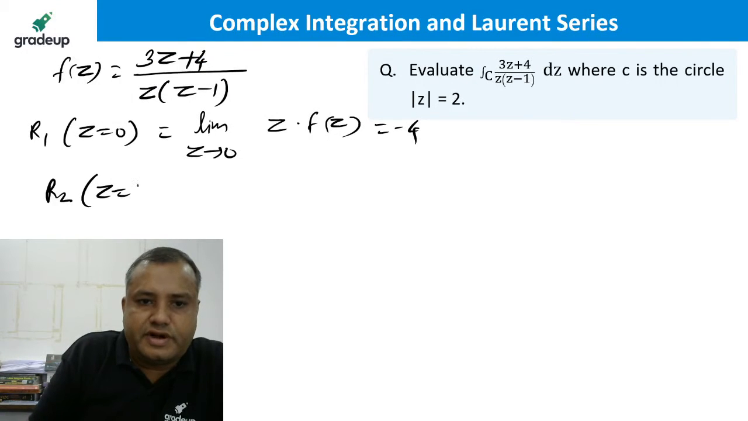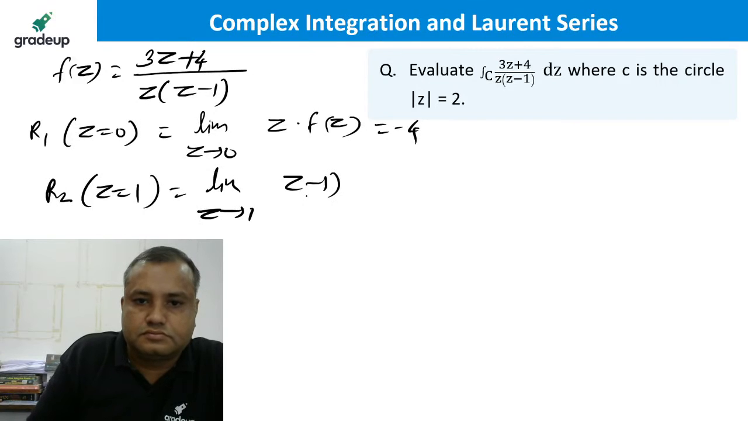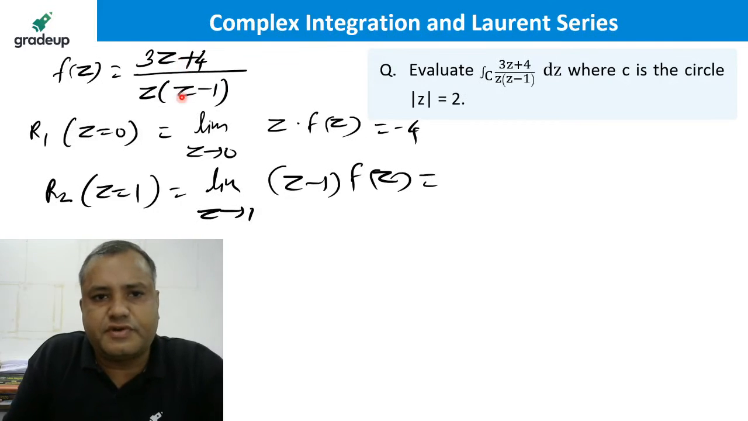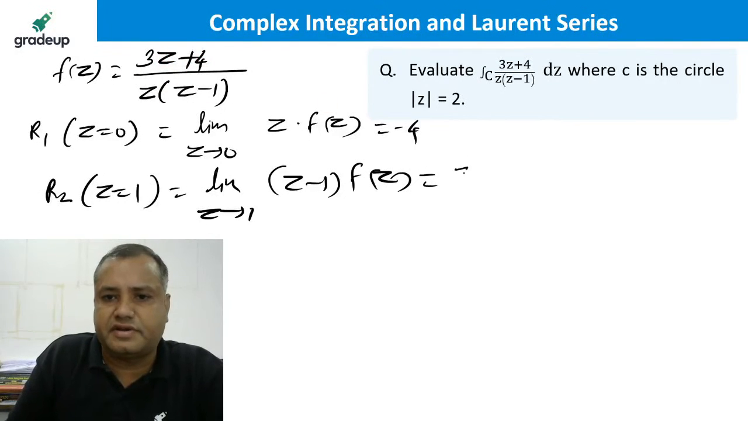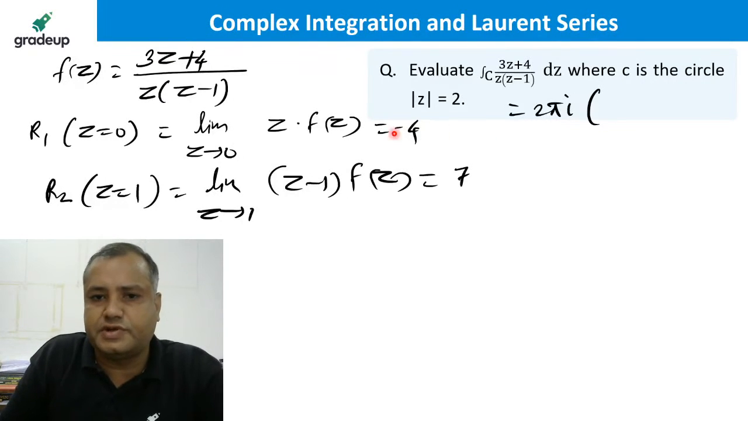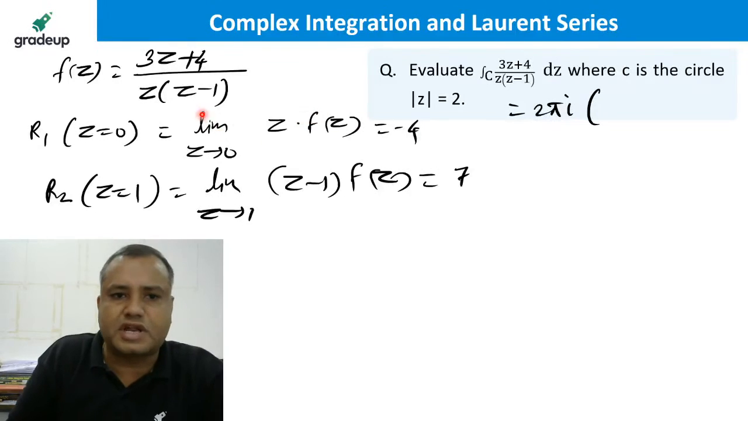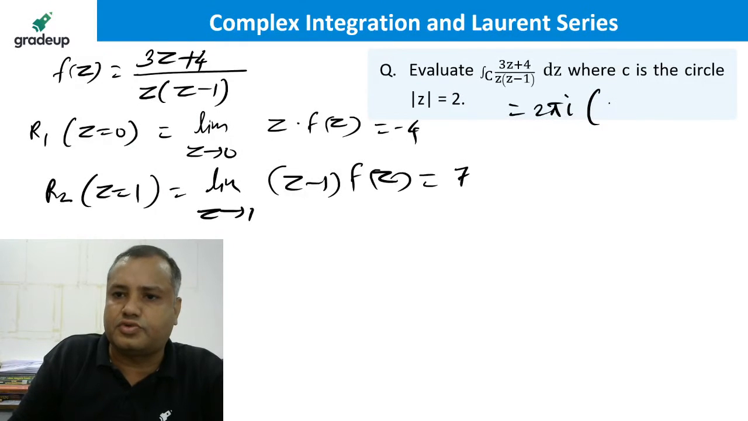R2, residue at 1. Z minus 1 times f of z. So in this function you have to put z equal to 1. So 3 plus 4 is 7, 7 by 1 is 7. So the answer for this integration is 2 pi i times the sum of the residues of the singular points. Both are singular points because both are lying inside this circle. 0 and 1 both lie inside this circle, so both will contribute to this.